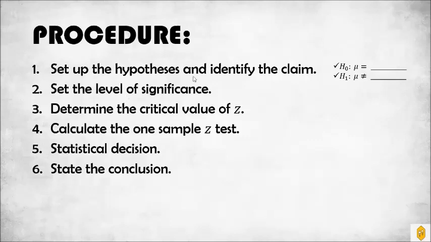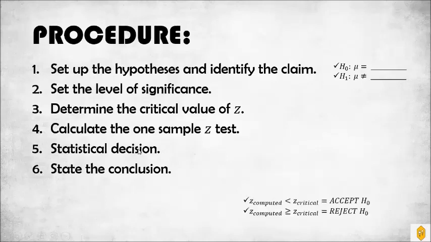Set the level of significance. Meron tayong tatlong pinagpipilian that is always stated in the problem. 1%, 5%, and 10%. Okay? That is denoted by alpha. 3, determine the critical value of Z. So, gagamitin natin ang T-table. Doon lang tayo magbe-base sa bottom part kasi doon naka-indicate yung Z value natin. 4, calculate the one sample Z-test using the formula presented earlier.